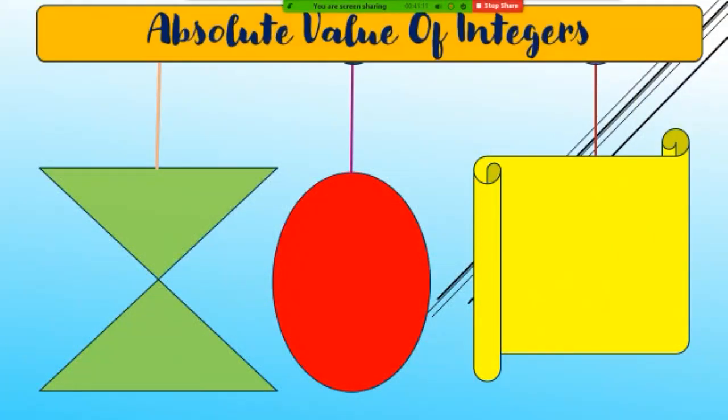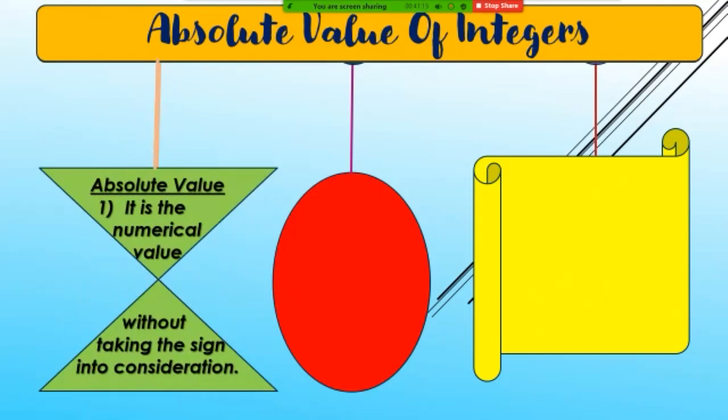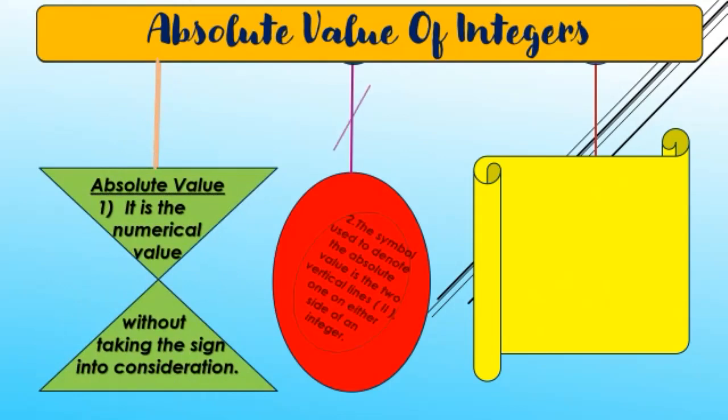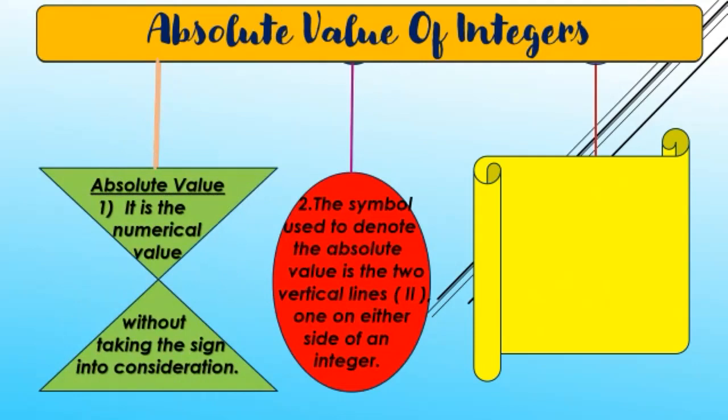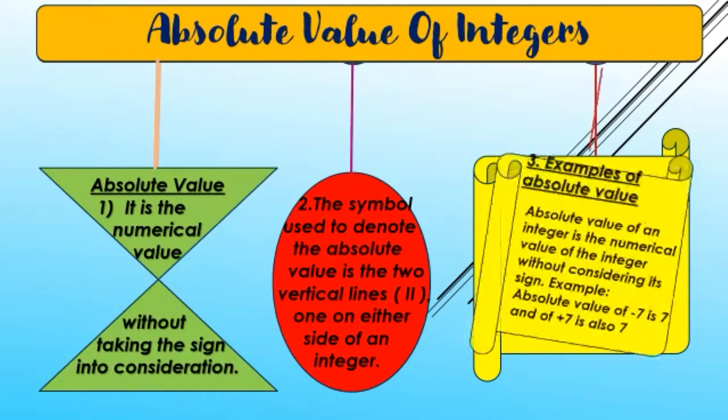Next is the absolute value of integers. What is absolute value? It is the numerical value without taking the sign into consideration. The symbol used to denote the absolute value is the two vertical lines, one on either side of an integer.